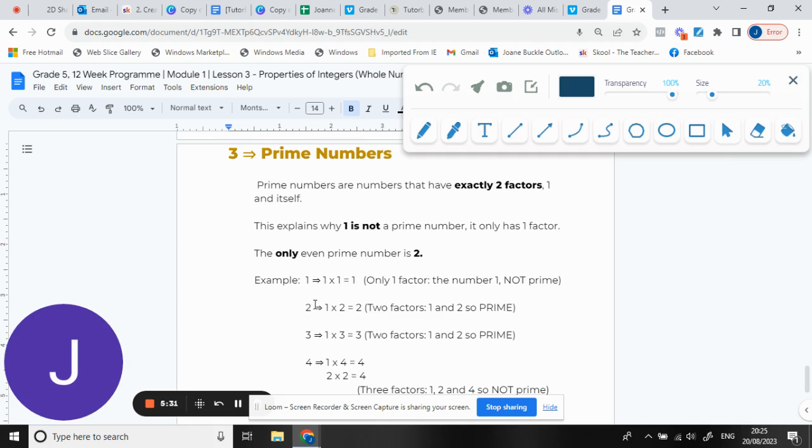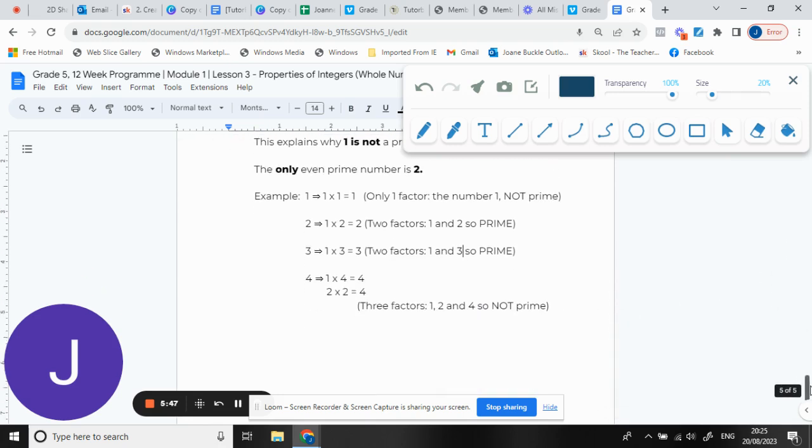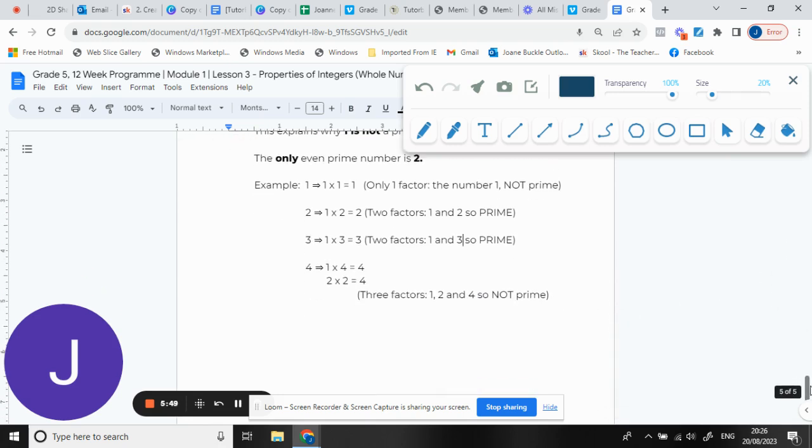So 2, the only way of getting 2 is by doing 1 times 2. So that has 2 factors, therefore it's prime. 3, the only way of getting 3 is doing 1 times 3. That has 2 factors, 1 and 3. So it's also a prime number. 4, however, you can obtain by doing 1 times 4 and 2 times 2. So it's got 3 factors, the 1, 2, and the 4. Therefore, it's not prime. So all the prime numbers that we go through only have those 2 factors.